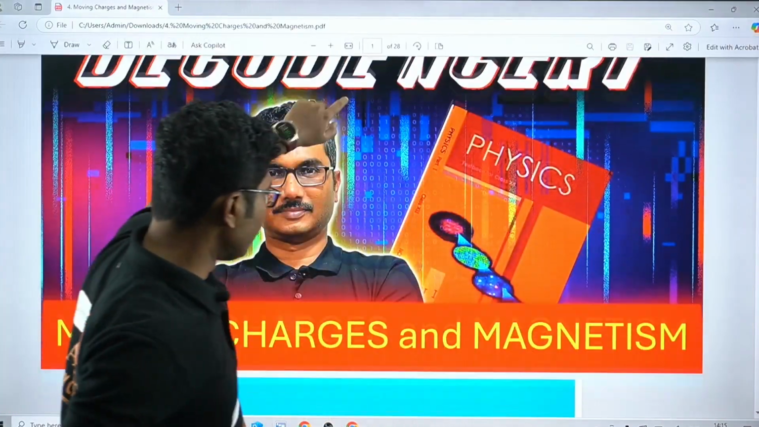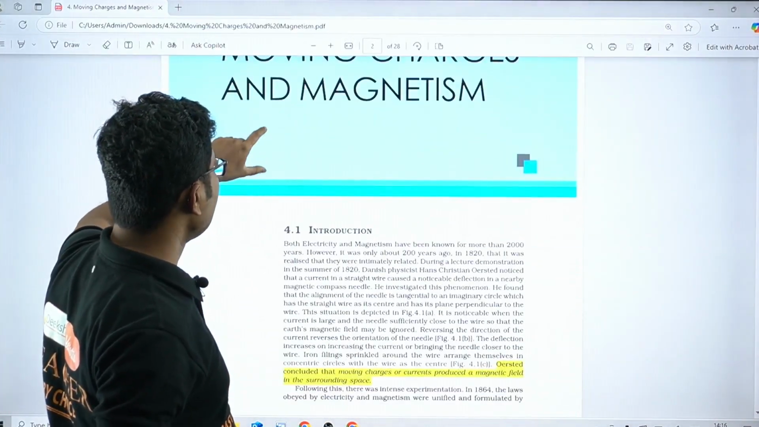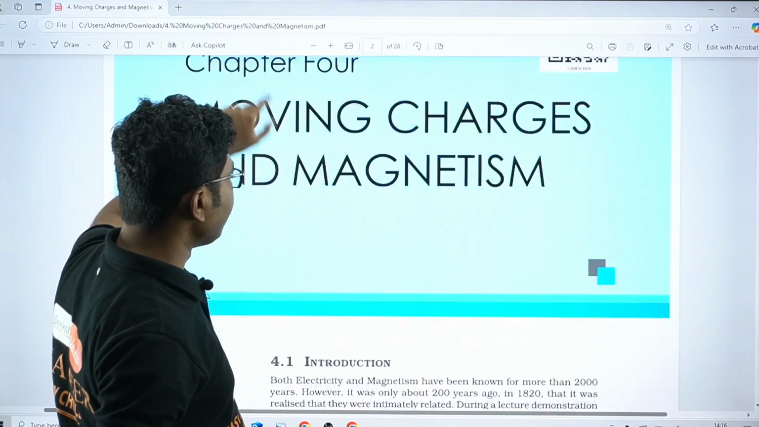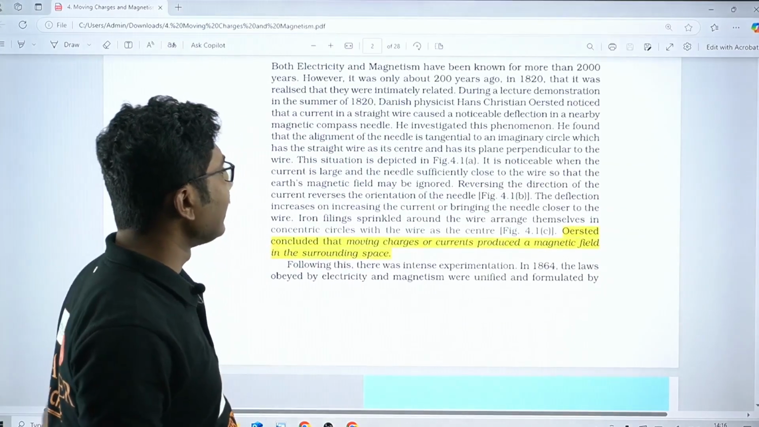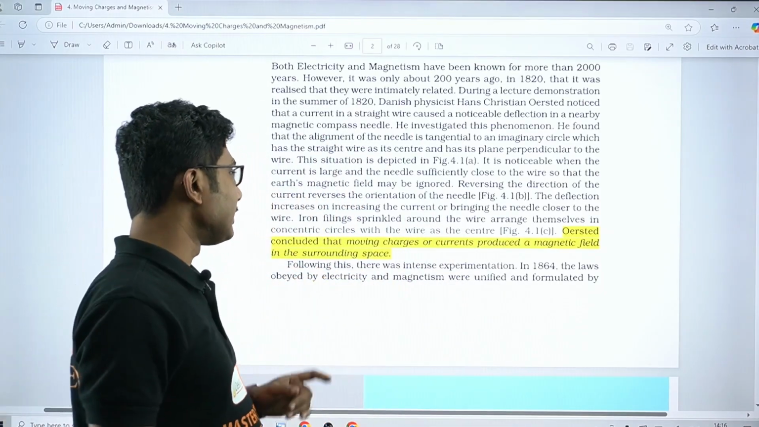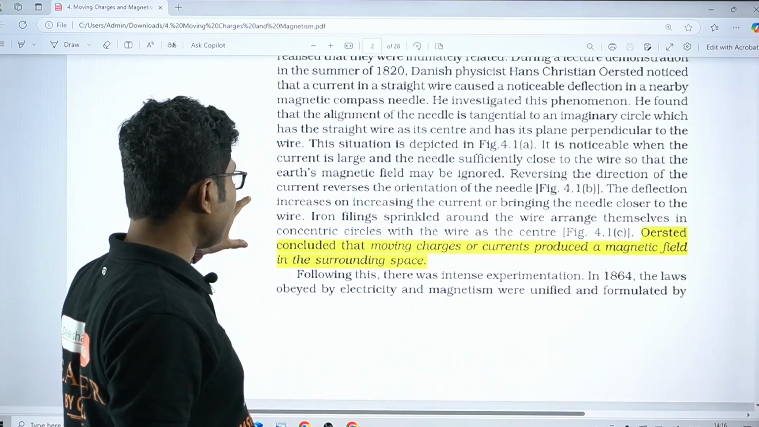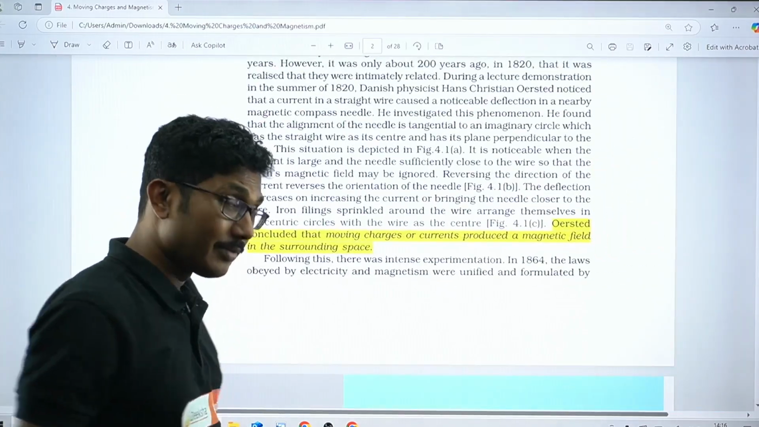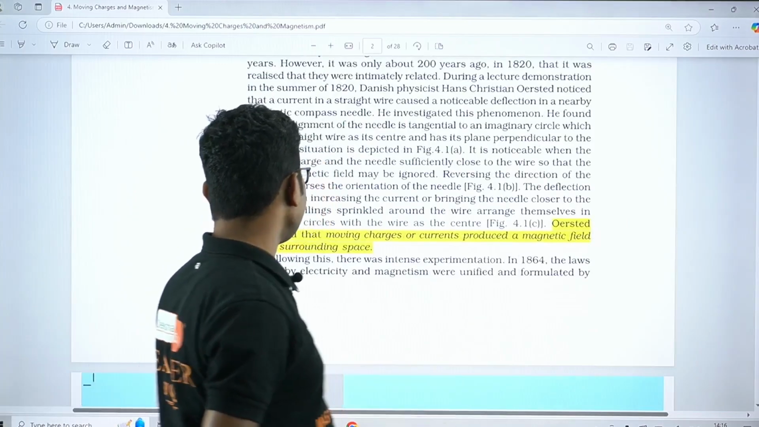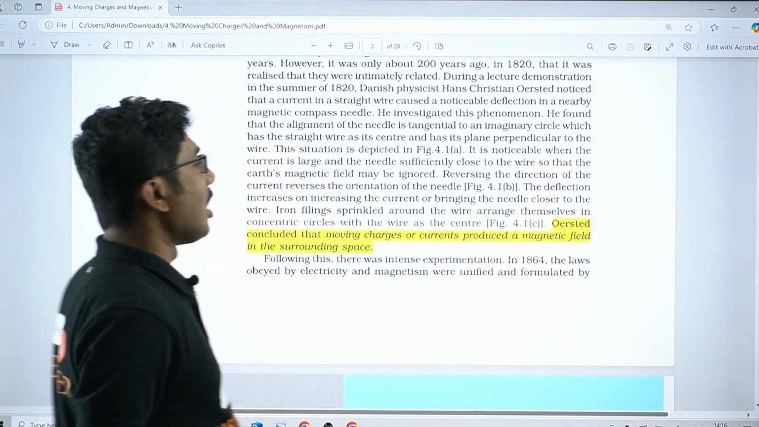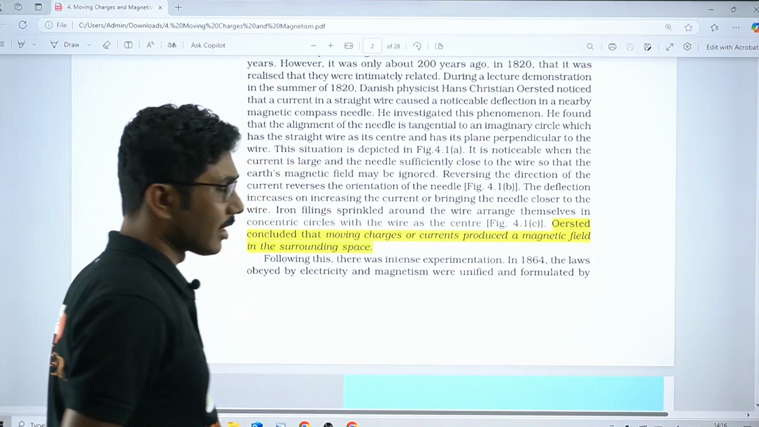Okay, so first, the chapter is Moving Charges and Magnetism, and we will start with the introduction. In the introduction part, one important point to remember, this is somewhat important in my opinion, is that one objective question might come from this line. What is that? Oersted concluded that moving charges or current produce magnetic field in its surrounding space.